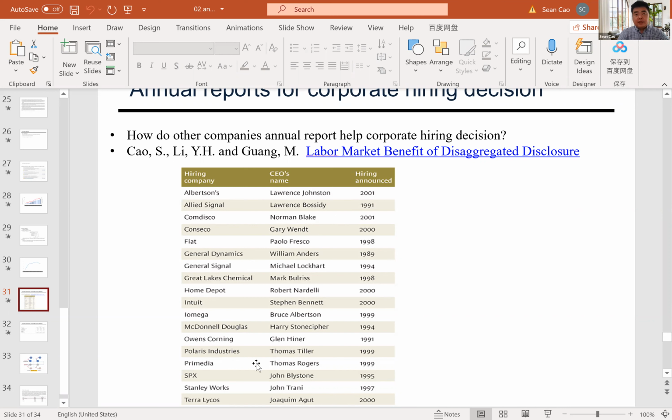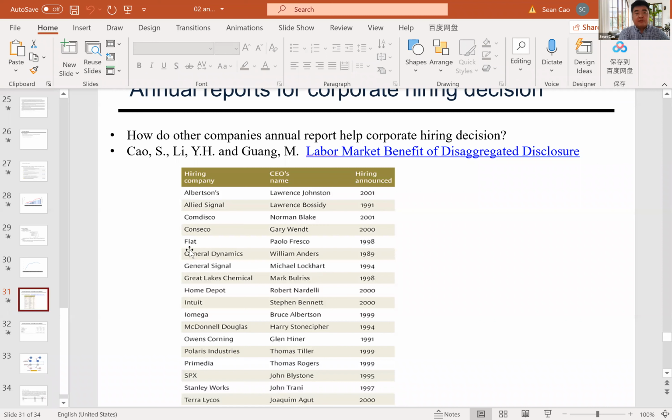So one thing we are doing here is testing whether companies can more efficiently hire CEOs based on the CEO's past company annual reports. That's the idea. So for example, Intuit hired Stephen in 2000. What we're analyzing is, can Intuit understand Stephen's performance better by looking at Stephen's annual reports from the past years.